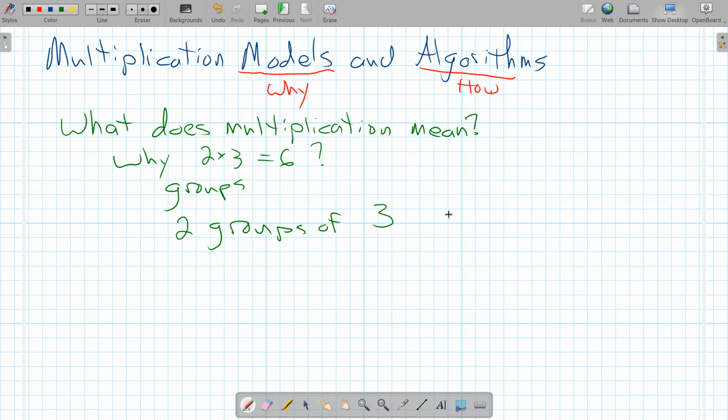And if I draw that, I have one group of 3 here. I have another group of 3 there, and I can see that there's 6 in there. So if I say, hey, multiplication just means groups of, 2 times 3 means 2 groups of 3, we can say, oh, okay, I see, it's 6. That's why it's 6. Another common way to think about multiplication is repeated addition.